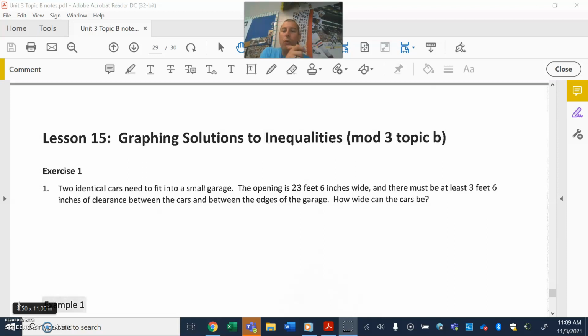So here we go. Two identical cars need to fit into a small garage. The opening is 23 feet, 6 inches wide. There must be at least 3 feet, 6 inches of clearance between the cars and between the edges of the garage. How wide can the cars be?